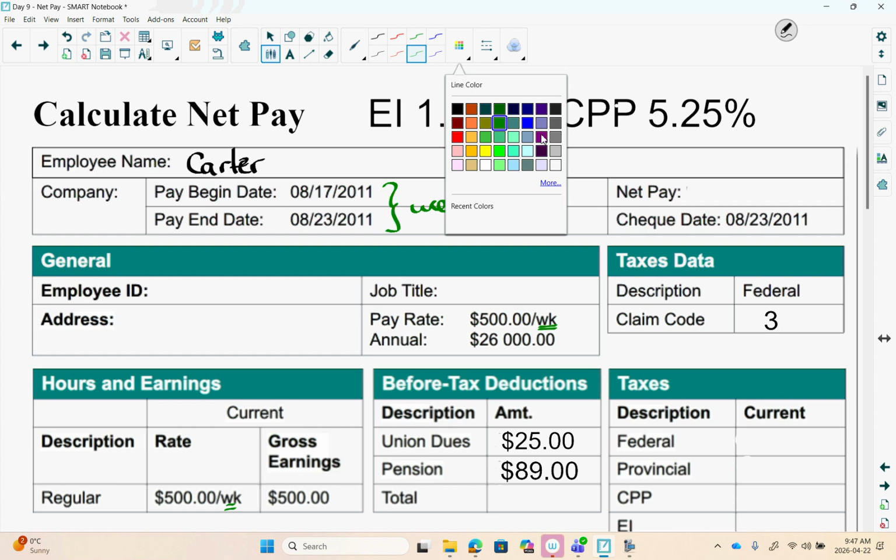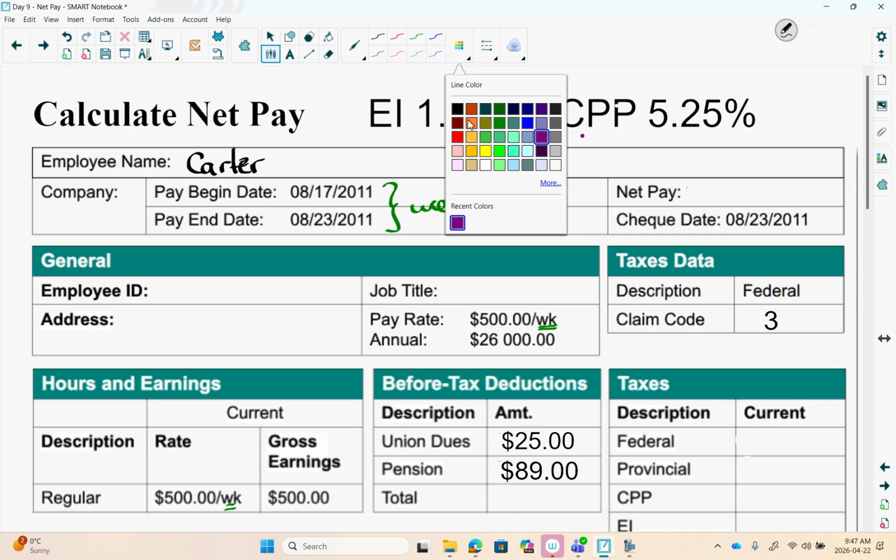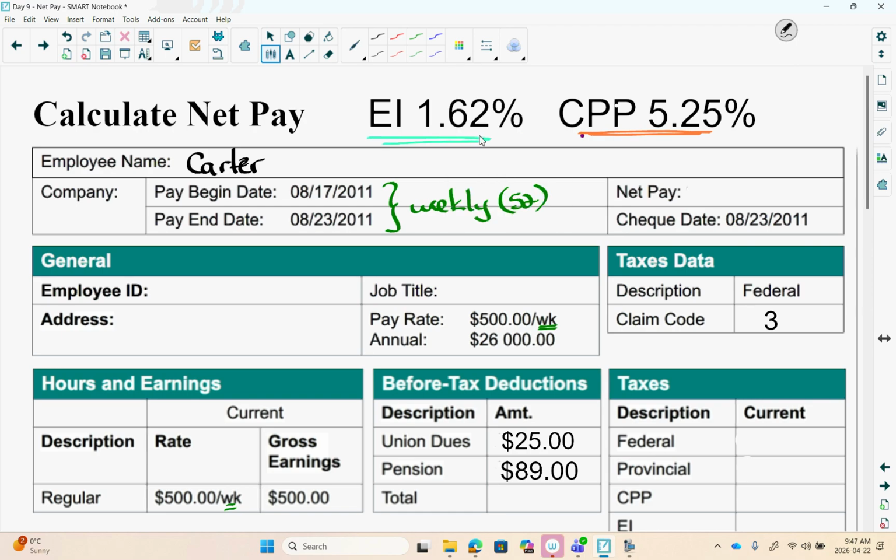We have the EI rate and the CPP rate. I was using orange for the CPP, and I was using teal for the EI rate. Now, the current EI rate, employment insurance rate, is 1.63%. The current Canada Pension Plan contribution rate is 5.95%. So this is a little off. But again, these rates change annually as well.